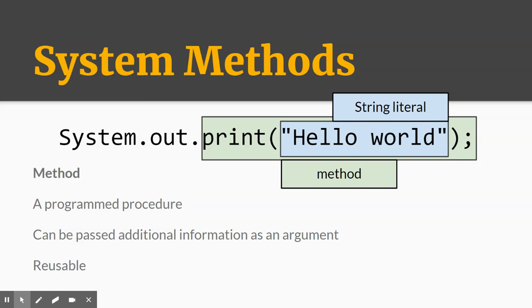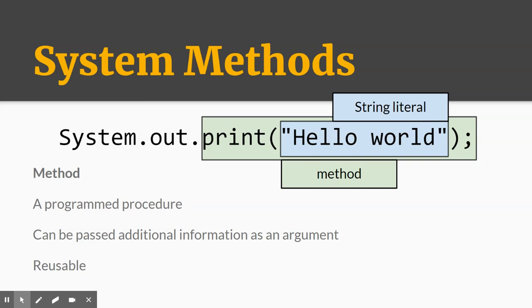So we don't need to tell it how to display it. That part's already been programmed into the method. We just need to give it the information of what to display. And since this has been pre-programmed already, we can just reuse it as many times as we want by calling it by that name, print. And we can pass in different arguments and it will print out different things to the screen.